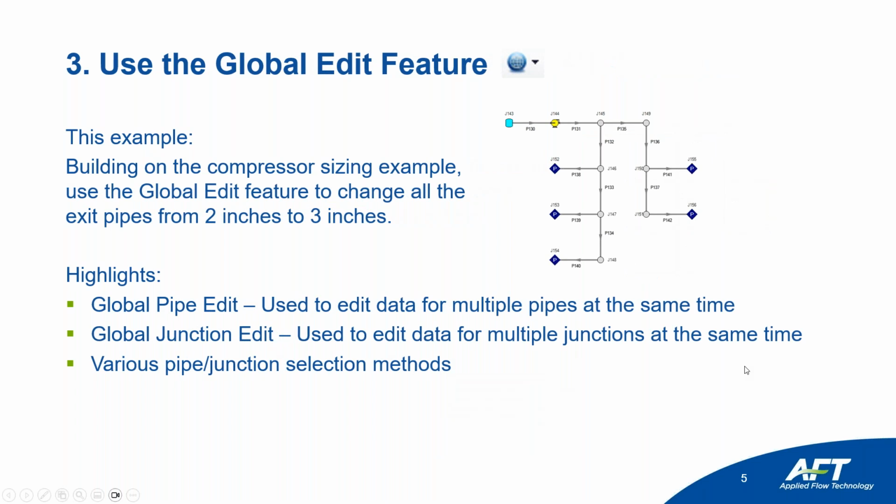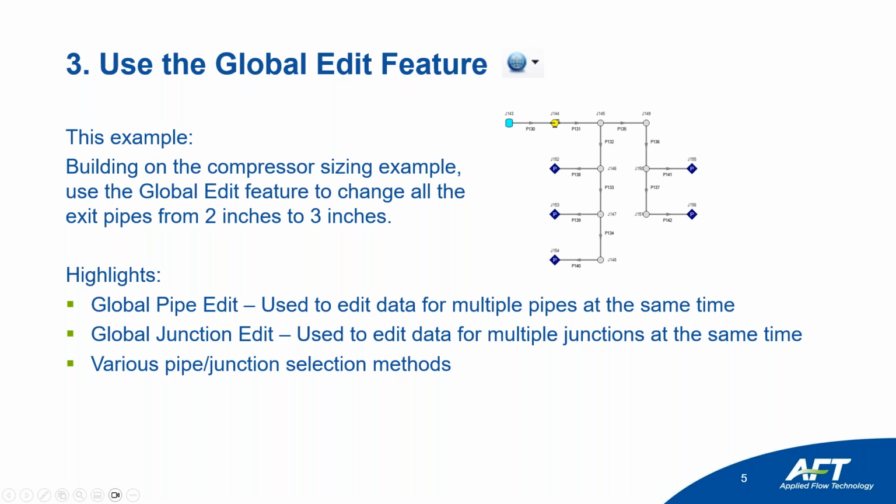Number 3. So we're going to be building on the same model for a third time. And in this model, we're going to be using our global edit feature. Let's say you wanted to test a different case where each one of these outlet pipes to each one of the rooms changes from 2 inches to 3 inches.